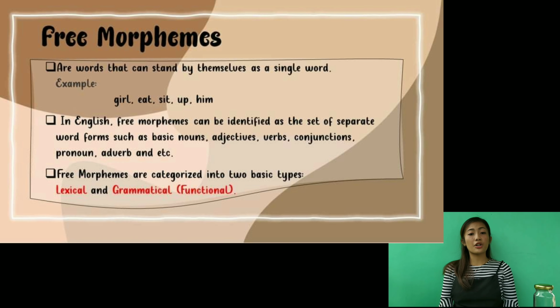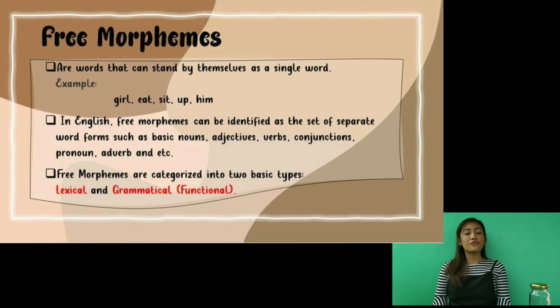So free morphemes are words that can stand by themselves as a single word. Examples: girl, sit, up, and him. Another is run, swim, food. So those are examples of free morphemes. In English, free morphemes can be identified as a set of separate word forms such as basic nouns, adjectives, verbs, adverbs, conjunctions, and prepositions. So again, free morphemes are divided into 2 types, which are the lexical and grammatical.